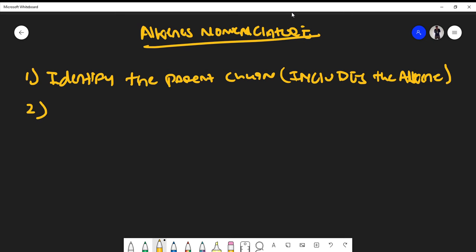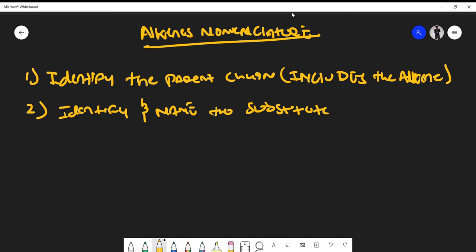The second thing you want to do is identify and name the substituents. The third thing you want to do is assign a locant to each substituent. In other words, assign a number. The locant is just a fancy word for the number given to each substituent.